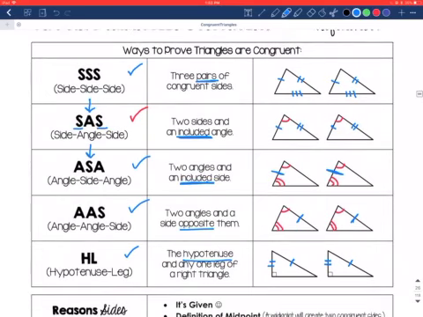Now, these are the only 5, okay? So be very careful with this. A lot of times people will get these mixed up, especially this one. They will say angle, angle, side, and they'll say, well, no, that doesn't work because it's side, angle, angle. And I say, well, hey, look at it backwards. Side, angle, angle is the same as angle, angle, side.